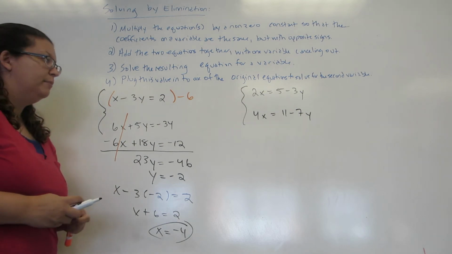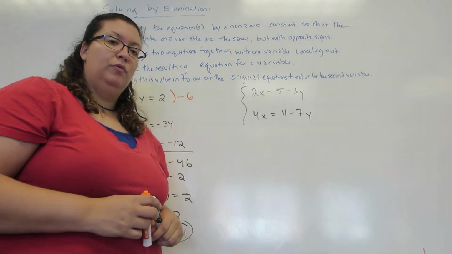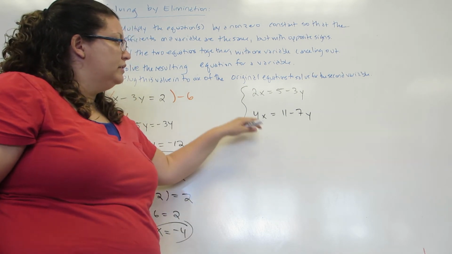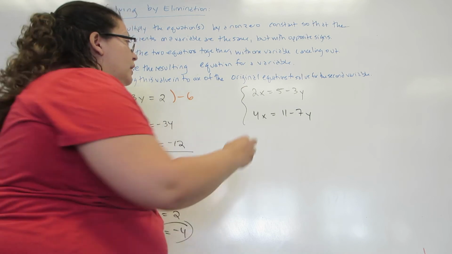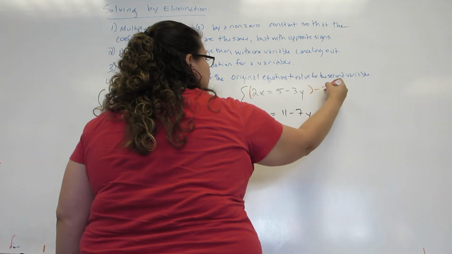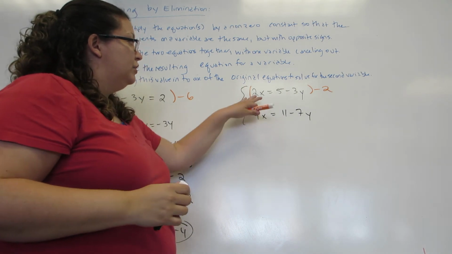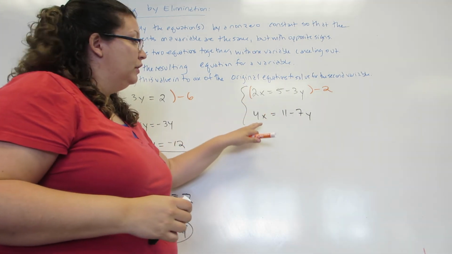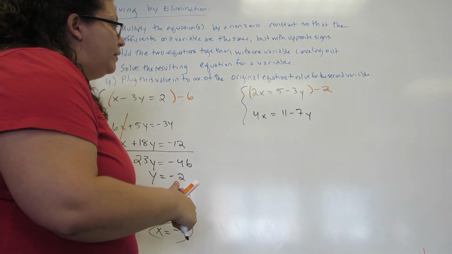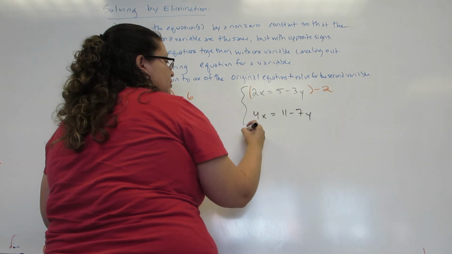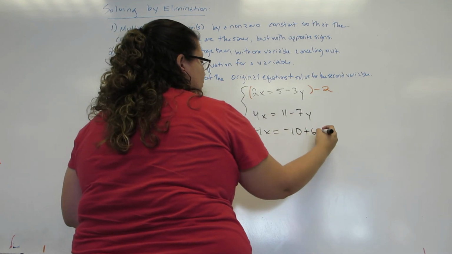Let's do another example. Over here, I can choose to cancel either variable, but I like to cancel the x's here because 2 and 4 are multiples of each other. And in fact, if I multiply this first equation by -2, then the coefficient of x up here will be -4, and here it will be +4, and they will cancel. So my new version of this equation is -4x is -10 plus 6y.